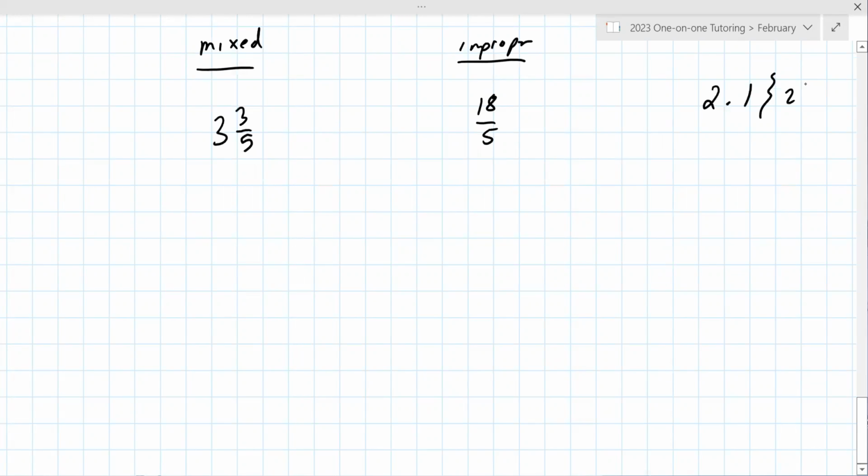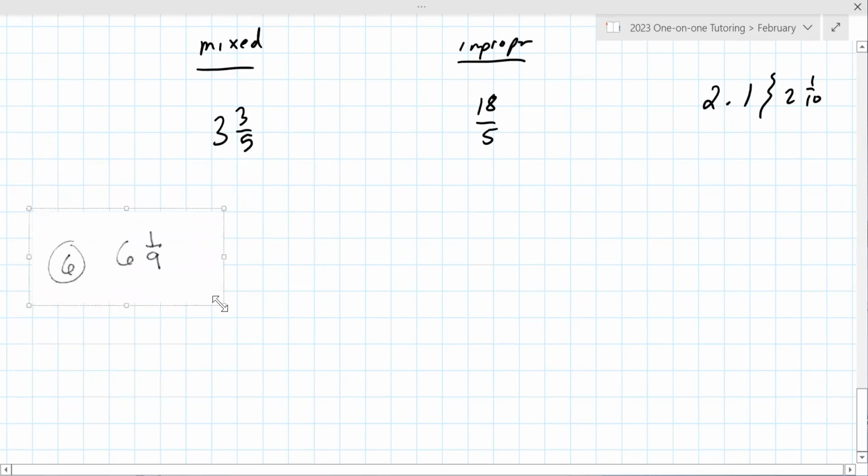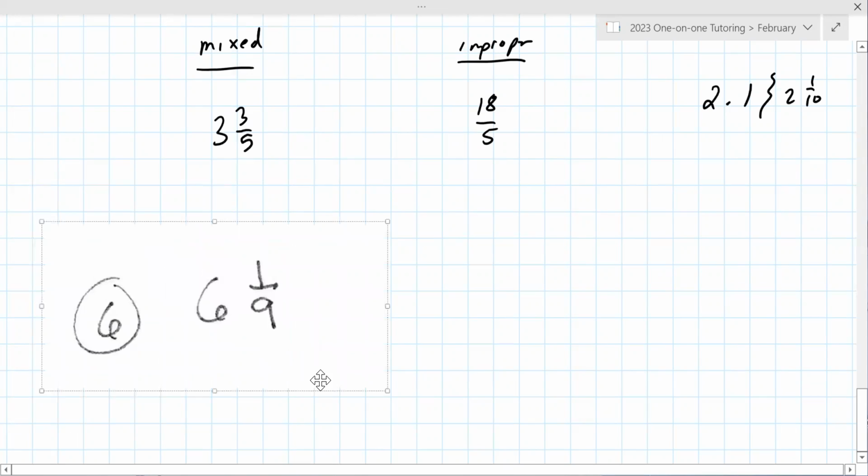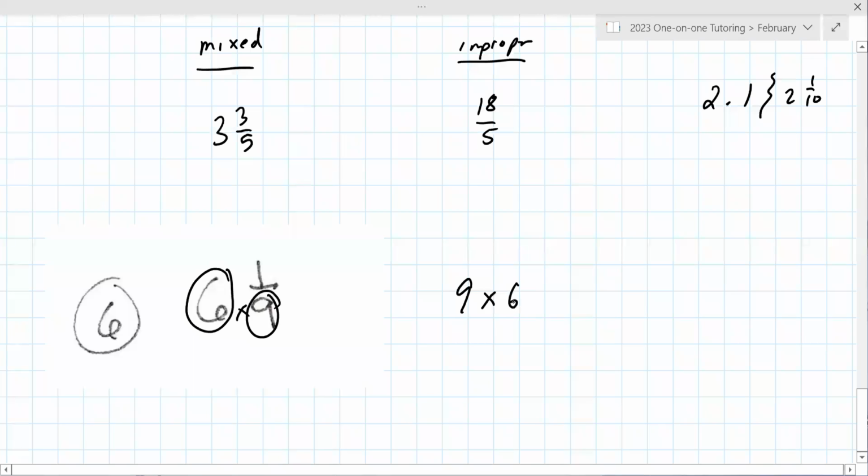2.1 is the same as 2 1/10. They're just different ways to say the same thing. Okay, so let's look at this one here. I'll show you this again. You take the number here, 9, multiply it by the 6, and then you add the 1, the top number.